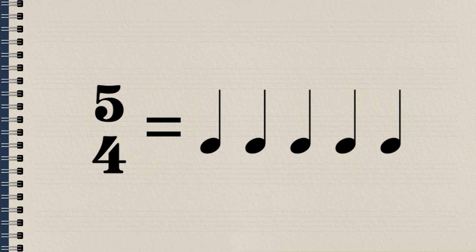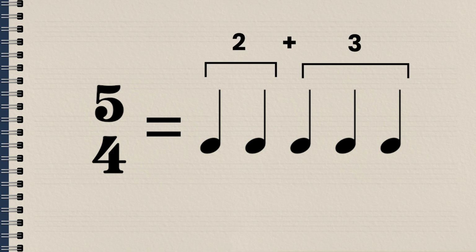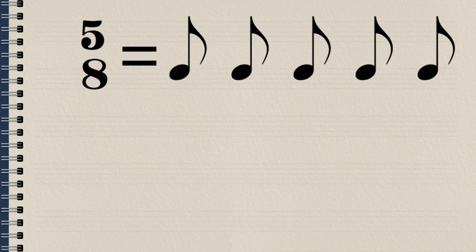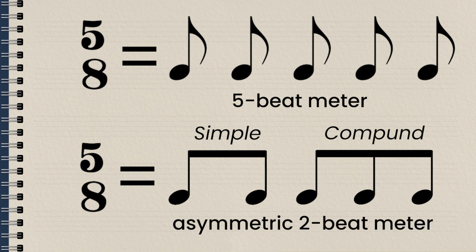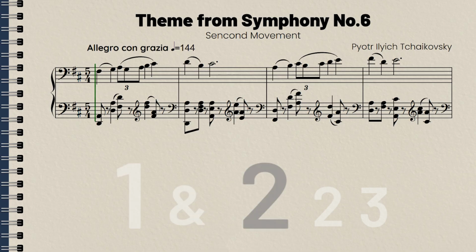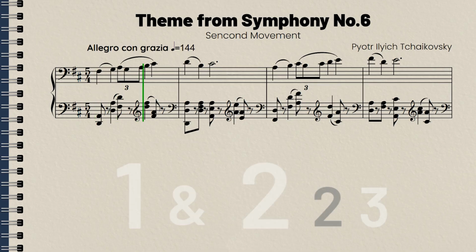We can have many variations of irregular meters, where some beats are simple and some are compound. Let's explore 2 common types. A 5/4 meter, as seen in Tchaikovsky's Symphony No. 6, consists of 5 quarter notes per measure, grouped as 2+3 or 3+2. Both 5/4 and 5/8 meters are considered 5-beat meters when played slowly, but if played quickly, they are treated as asymmetric 2-beat meters. 1 and 2 2 3 1 and 2 2 3.